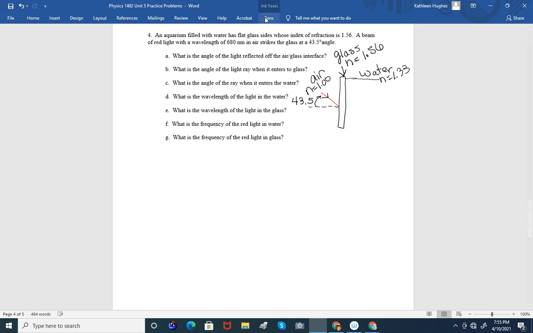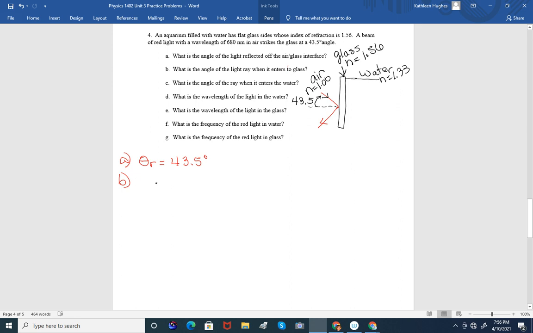Well, that is the easiest question because the law of reflection says the angle of incidence is equal to the angle of reflection. So part of this beam is going to be reflected at 43.5 degrees from the normal. Part B says, what is the angle of the light when it enters, and that's supposed to say into the glass.